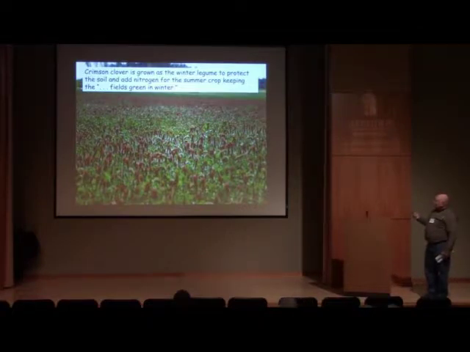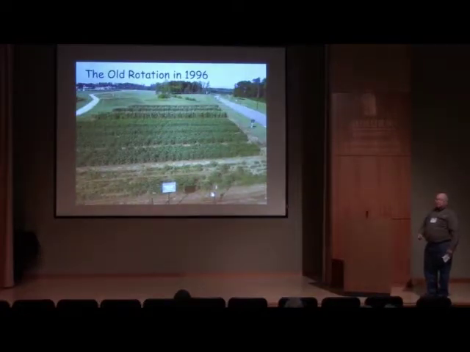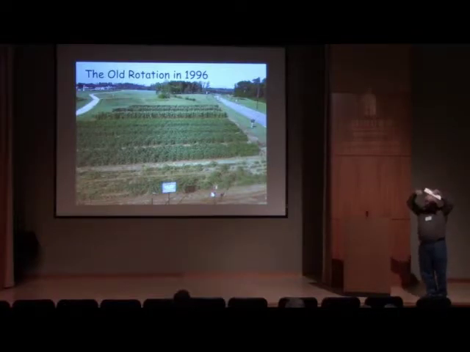Today, crimson clover is one of two winter cover crops that we've used on the Old Rotation. Today we're growing mostly vetch, but vetch and crimson clover are both very productive winter cover crops that are grown strictly as what we call a green manure to add organic matter to the soil. And you can see the results. This was taken from a cherry picker in 1996. That was before the days we had the little drones.